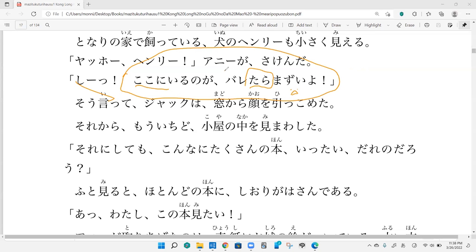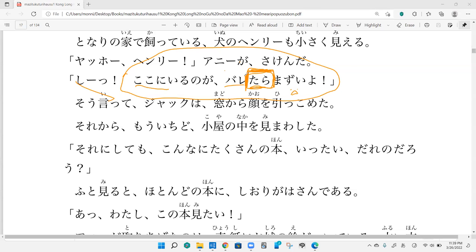How about bareta? Bare. Sounds new. So bare means to be caught red-handed, basically, but without the English specialty words for it. Bareta means to be caught red-handed without the red hand, you know, the meaning behind the phrase. Yeah. How about tara? Do you know what that means?